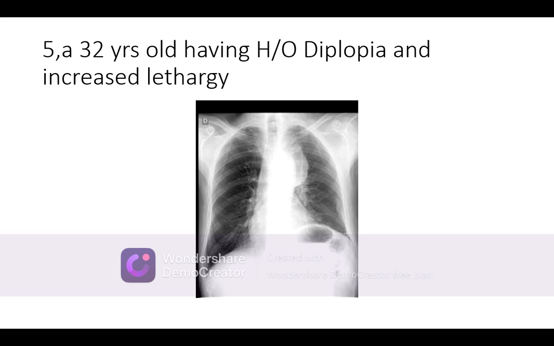Fifth one, a 32-year-old having a history of diplopia and a history of increased lethargy. See this X-ray, pick up the positive findings and relate them with the scenario which is given.